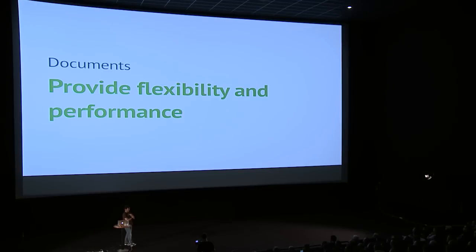So let's talk about the document design now that we have seen why documents are interesting, or in which case they are interesting. One example being when you have polymorphism of the data. So documents provide flexibility and performance. I talked about the flexibility, you have seen it in the previous slide. We also talk a lot about the performance of your application. One of the reasons is that you avoid joins. And joins by definition are not bad.